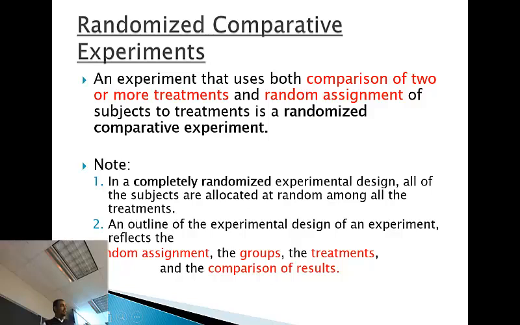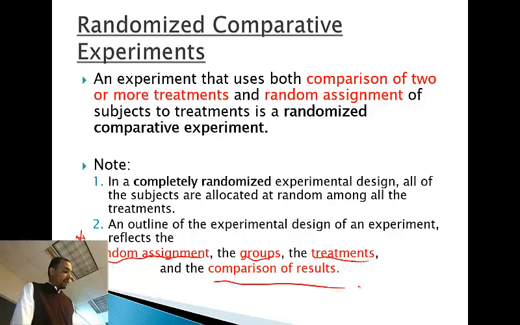and you want to compare 2 or more treatments, that's fine. With random assignment, you have your calculators out. And then you got the big 4. Randomly assign people to groups, give them some kind of treatment, and compare the results. That's the essence of experimental design. The rest of it just kind of builds upon that.